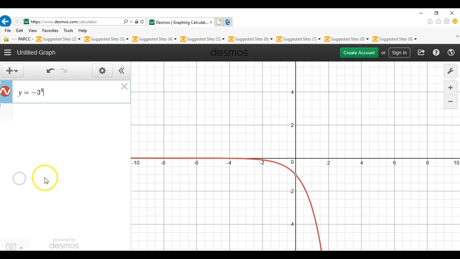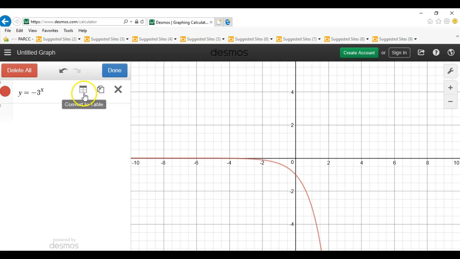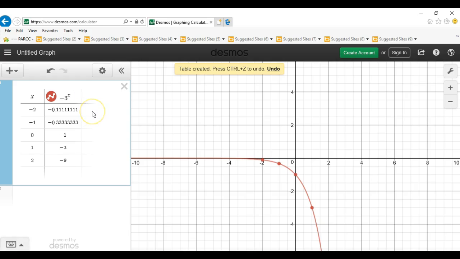I can hide this keypad, and you'll see here's my function. Now, to have it do the work and fill out the table for me so I can graph the ordered pairs on the notes, I'm going to go here. I'm going to have it convert my function, my equation, to a table, and here you go.